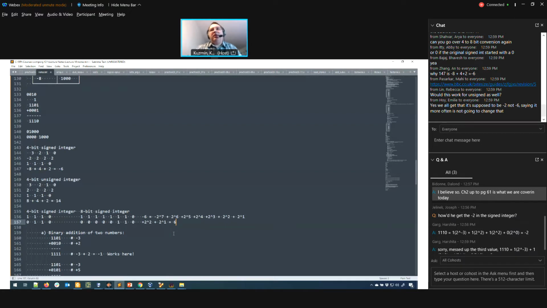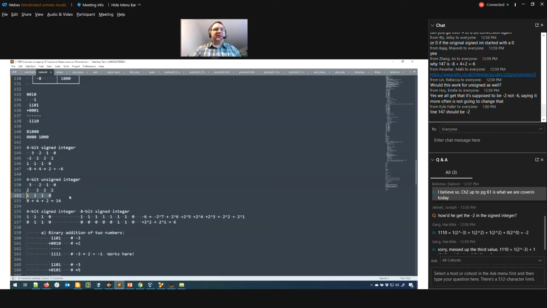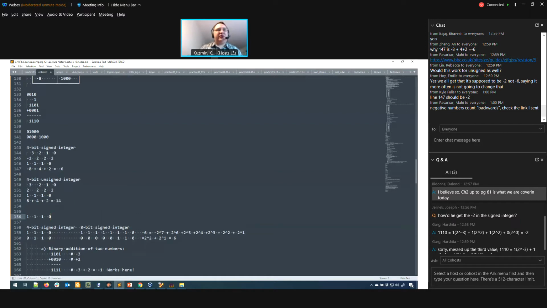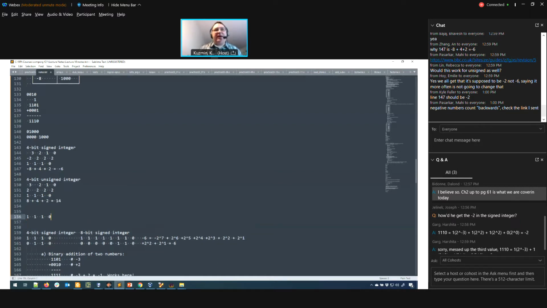For unsigned, it's trivial. You just extend with a 0. If we have this as 4-bit unsigned, and I ask you to extend it to 8 bits, you always extend with zeros, because the weight of this bit for a 4-bit unsigned would be 2 to the third, not negative 2 to the third. So you don't want to change the value as you extend, so you always extend with a 0.